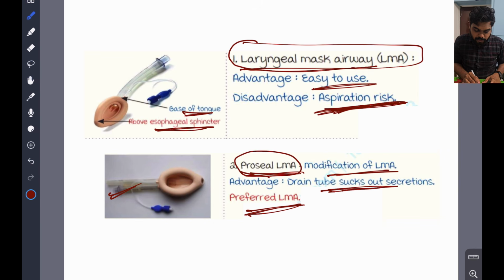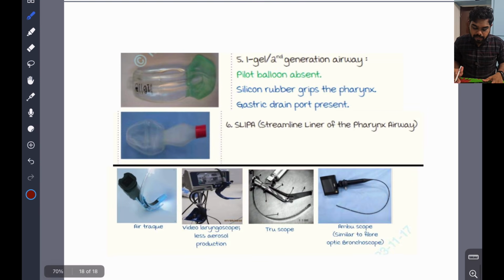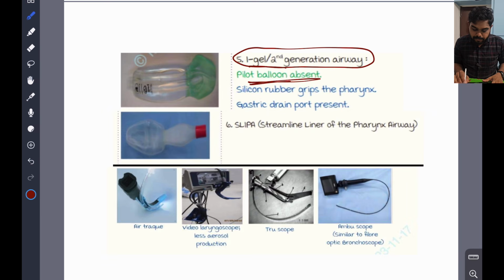Okay, you can see the diagram only, that difference you can see here. Okay, very important. So laryngeal mask airway and ProSeal LMA, these are two important ones. Now we see i-gel, a second generation airway. The pilot balloon is absent here, and it's a silicon rubber that grips the pharynx, and a gastric drain port is also present. It's a second generation, pilot balloon absent.